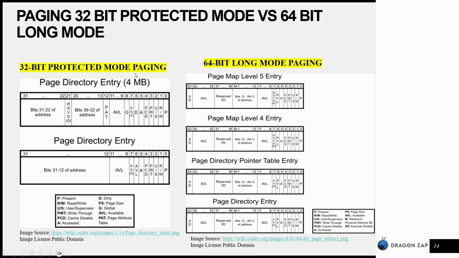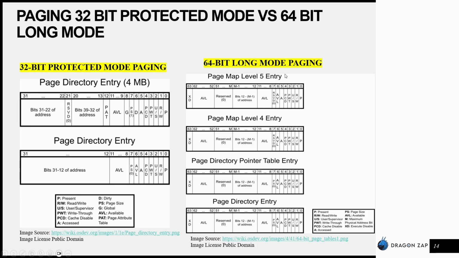Now in 32-bit protected mode paging, you have two options. You can either have 1024 page directory entries, which point directly to 4 megabyte pages, or you can have 1024 page directory entries, which point to 1024 page tables. Each of those page tables has 1024 pages, and those pages each point to a single 4096 byte chunk of memory. So those are the choices you have in 32-bit protected mode.